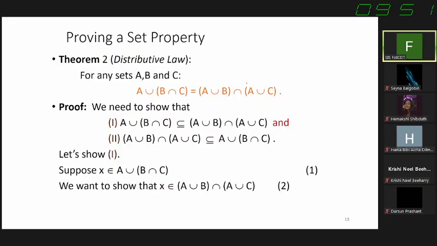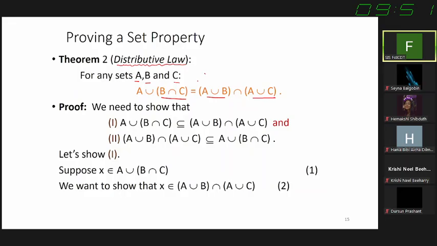Theorem number 2 is the distributive law. Remember the name, because there are roughly 2 to 3 sub-questions that will use these laws in the test and in the exam. For any sets A, B, and C, A union (B intersection C) is equal to (A union B) intersection (A union C). What is the proof behind that?